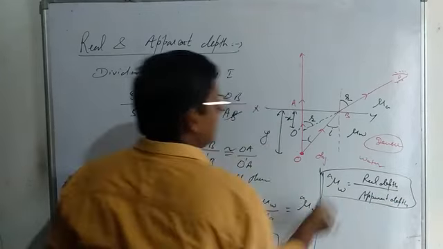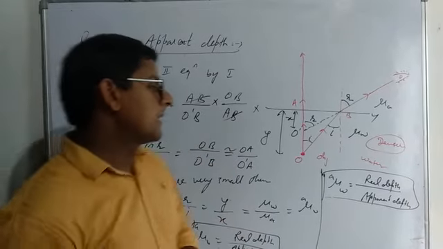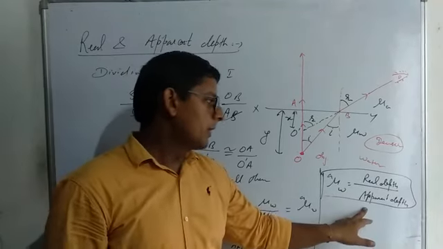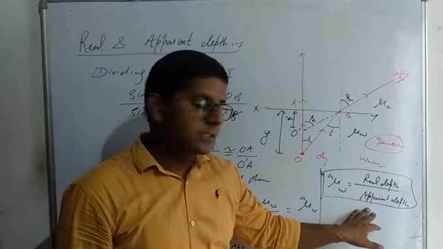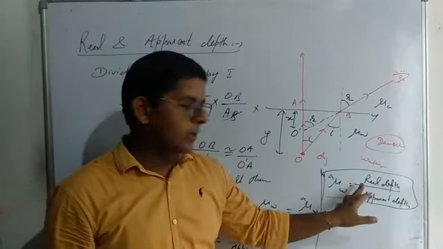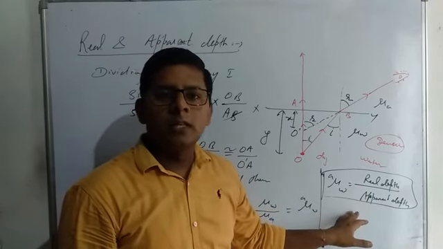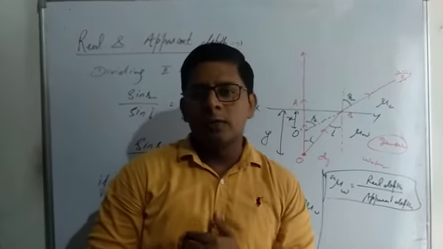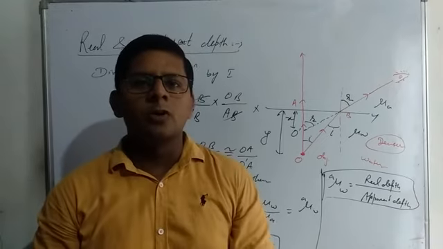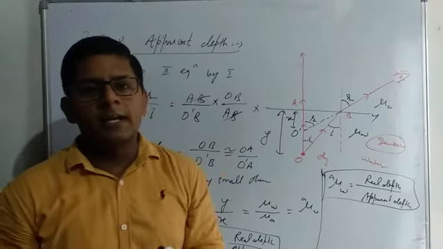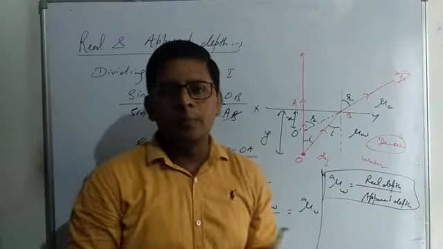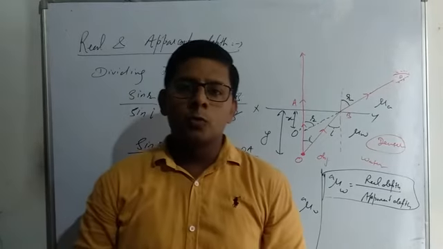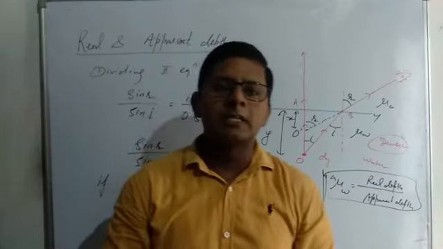In any numerical, if the real depth is given and the refractive index of one medium with respect to the other is given, you can find the apparent depth. And if the apparent depth is given and the refractive index is also given, you can find the real depth of the object. Clear students? So in this video we have completed the lateral shift, which is a very important topic, and secondly the real and apparent depth relation. For the numerical portion it is very important; a 1 or 2 marks numerical may be asked on that topic. Further topics we will discuss in the next video.